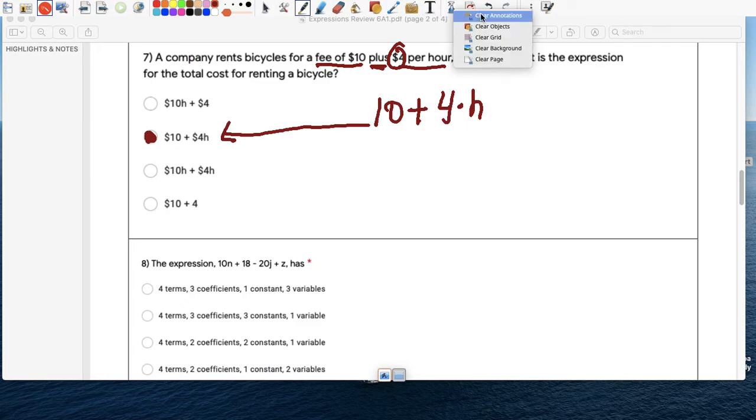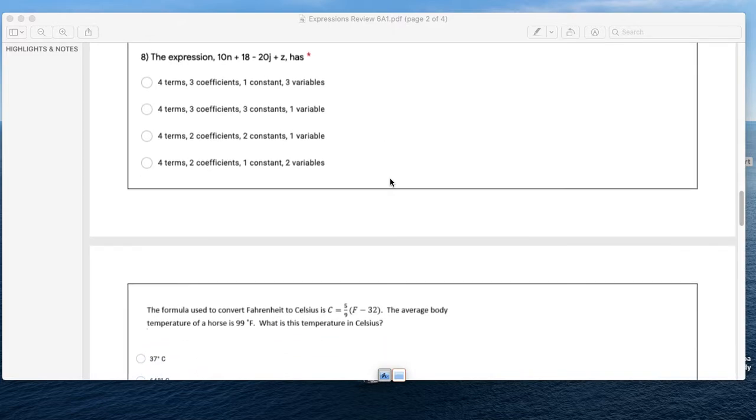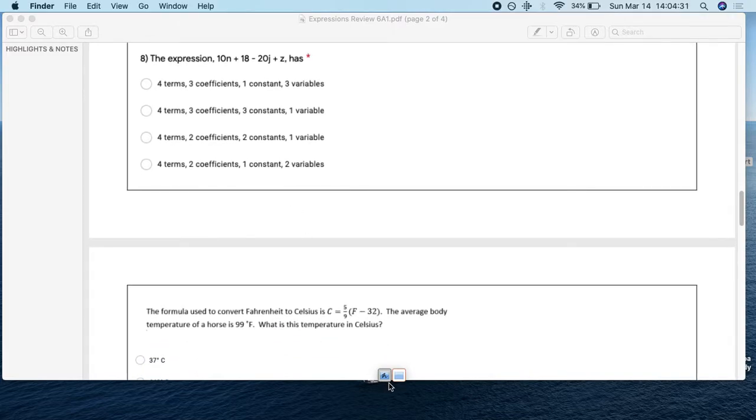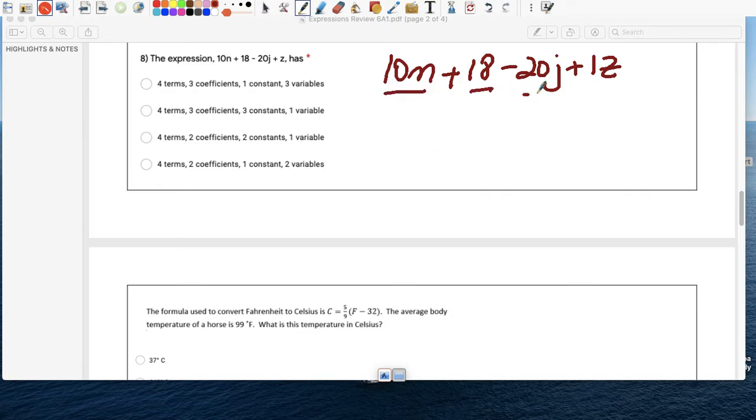Okay, careful. 8. We could have done that. 8 is, so how many terms? Or they're asking about terms, coefficients. So terms. So here's my 10n plus 18 minus 20j plus z. And we already know that in front of the z, we're going to put a 1, right? So how many terms? Well, 1, 2, 3, 4. 4 terms.